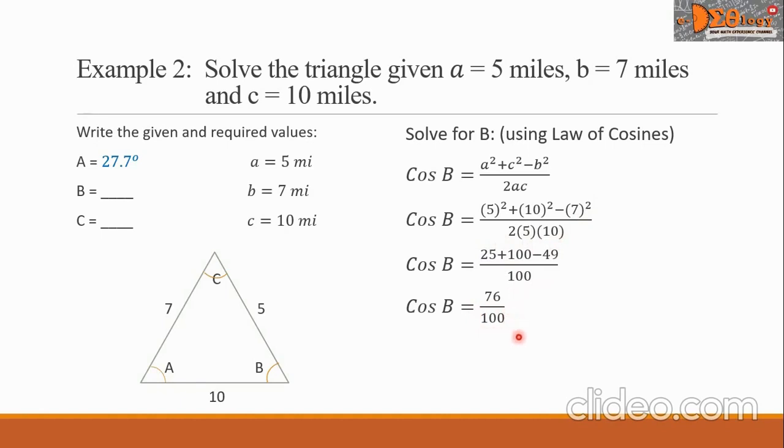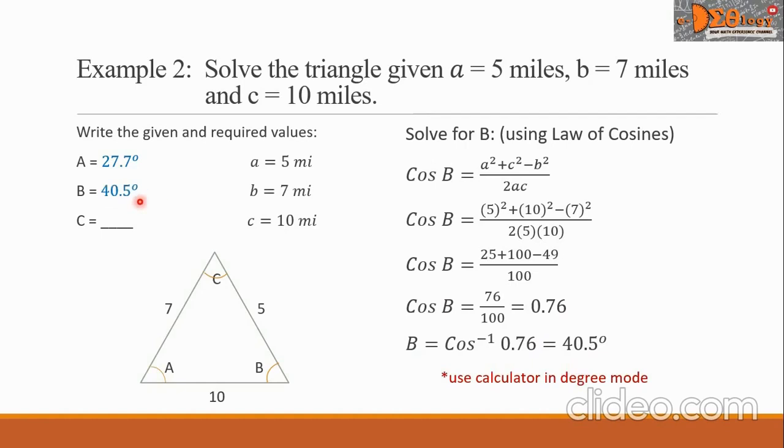And getting the quotient, we will get 0.76. And the angle B is equal to the cosine inverse of this decimal value, 0.76. Again, don't forget to use calculator in degree mode. And the angle B is equal to 40.5 degrees. This value we will copy on the blank in here, so we have B equals 40.5 degrees.